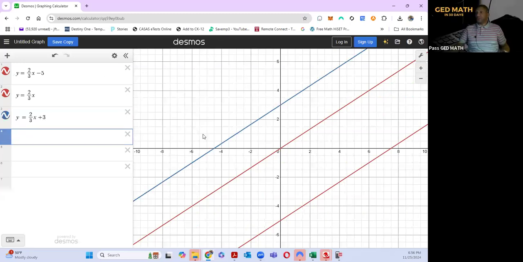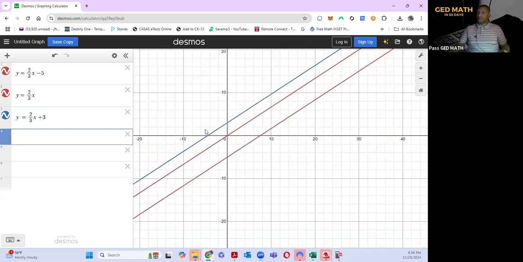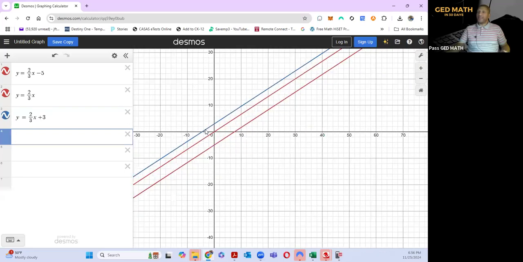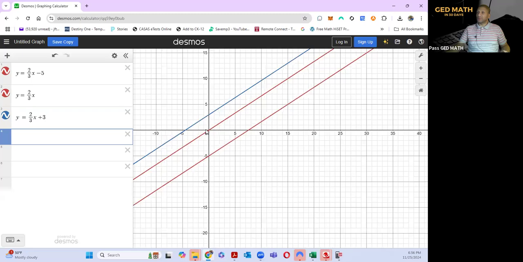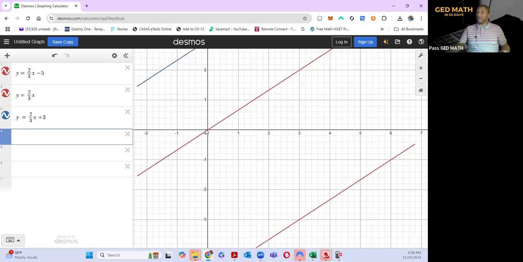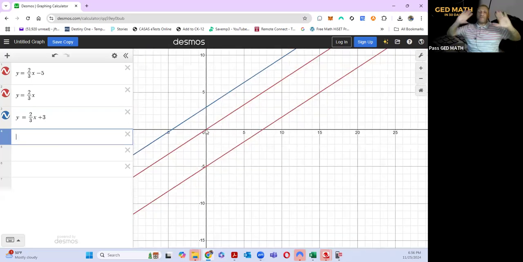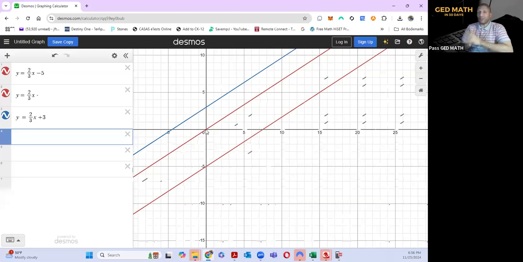What you should notice is, look at these lines. They never cross. Ever. They will go on to infinity and they will never cross. Why? Because their slopes are the same. So not only did I say it, not only did I show you, but I also demonstrated and graphed it for you so you can see that parallel lines have the same slope.